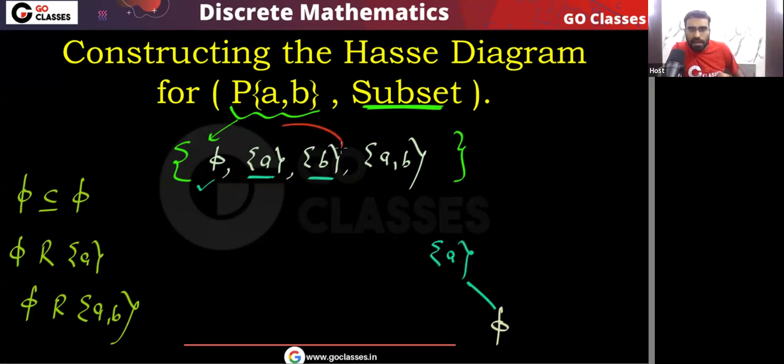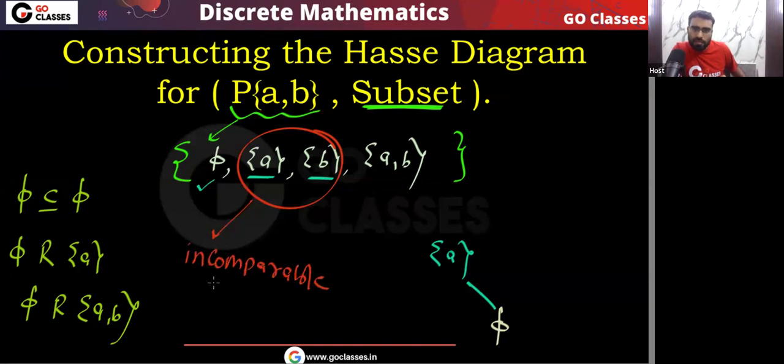Tell me, are they comparable? These two elements, are they comparable? Can I say this element is a subset of this? No. Also, can I say this B is a subset of A? No. So they are incomparable, right? Okay, I can say they are incomparable. These elements are not comparable. So I can put it here. Okay, I can put here phi is related to B.